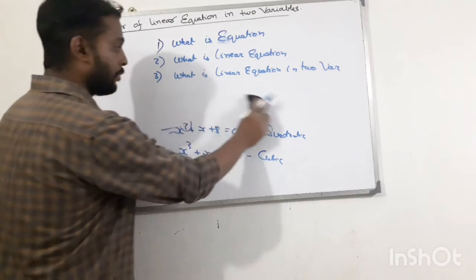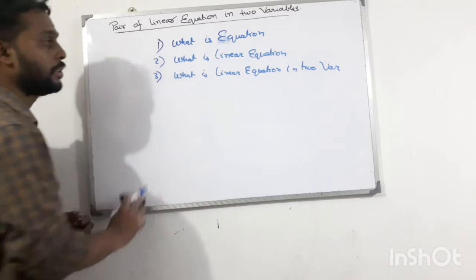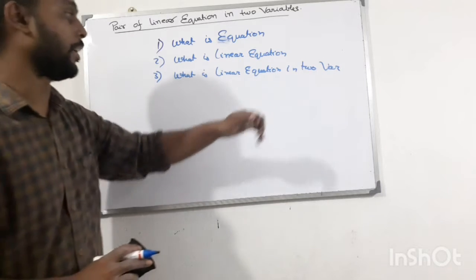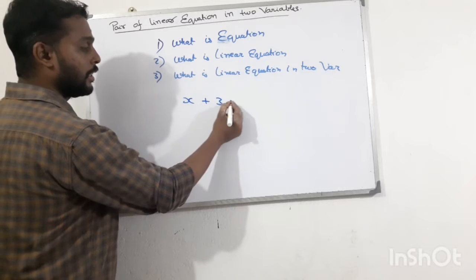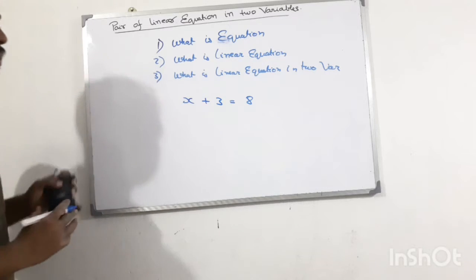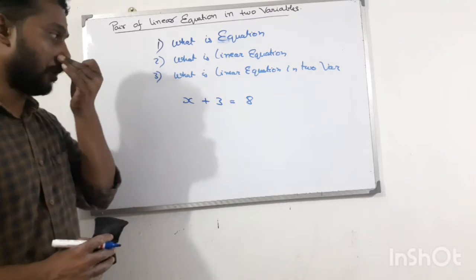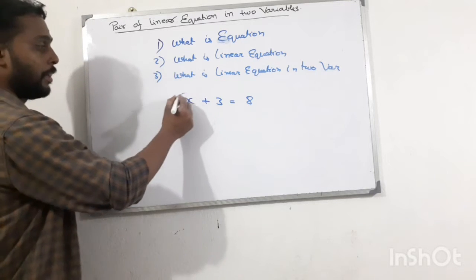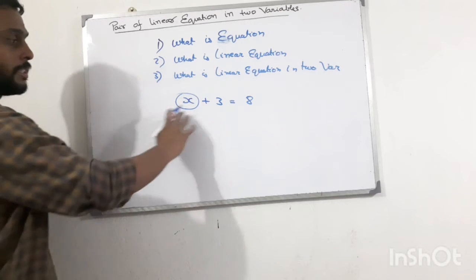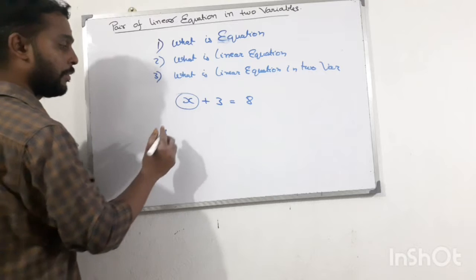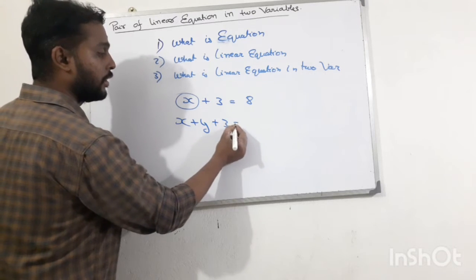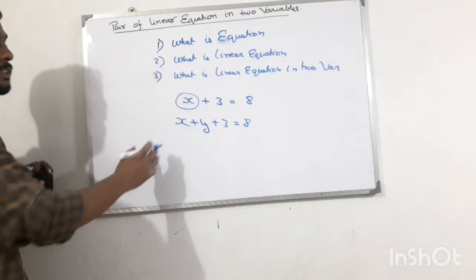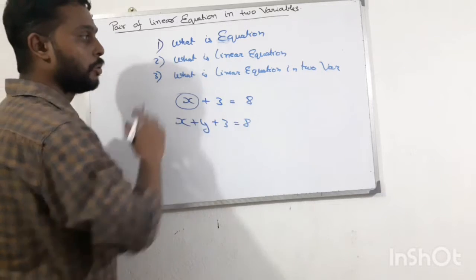So now, what is a linear equation in two variable? When an equation is written like x plus 3 is equal to 8, this is called a linear equation in one variable, because we have one unknown variable x. When there are two unknown variables like x plus y is equal to 8, this equation is called a linear equation in two variable.